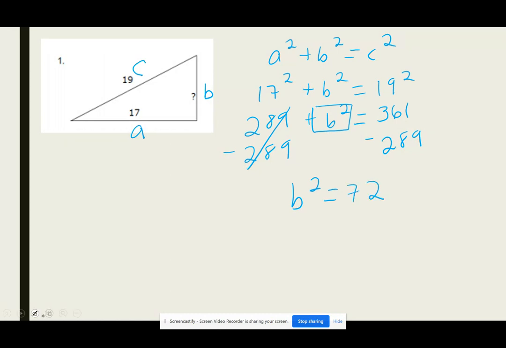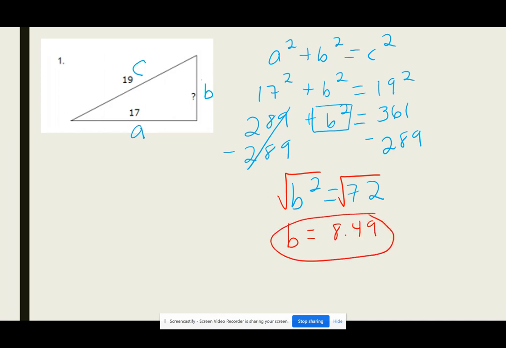All right, there's one more step because B is not by itself yet. To get B alone, I have to undo squaring it. To undo a square, you take the square root. Whatever you do to one side, you have to do the same thing to the other side too. So square rooting a square cancels out and you're left with B. And if you type in the square root of 72 on your calculator, you are going to get a decimal. I got 8.49. So that is the length of this side. There's always going to be subtraction involved if you're missing one of your legs.